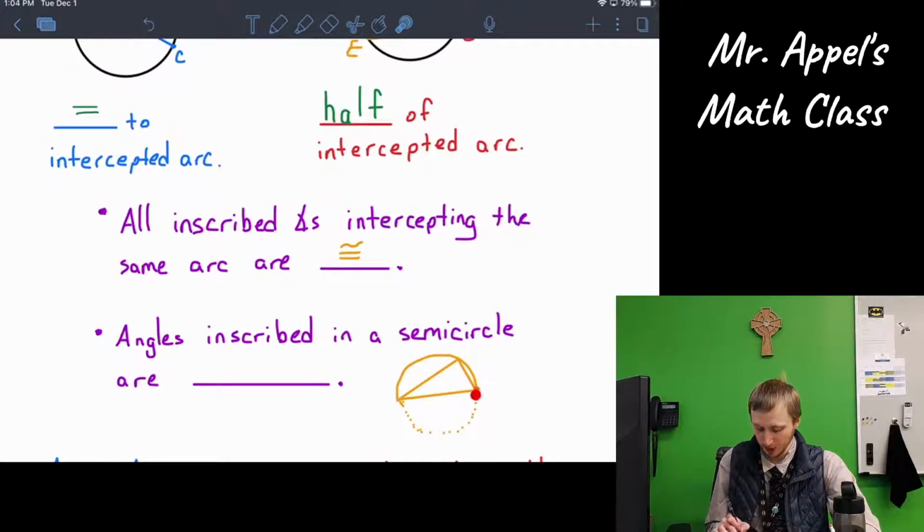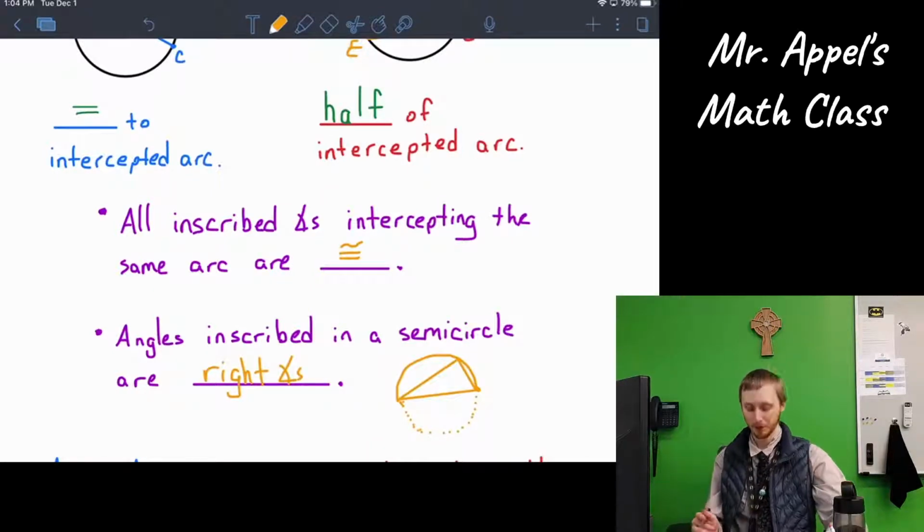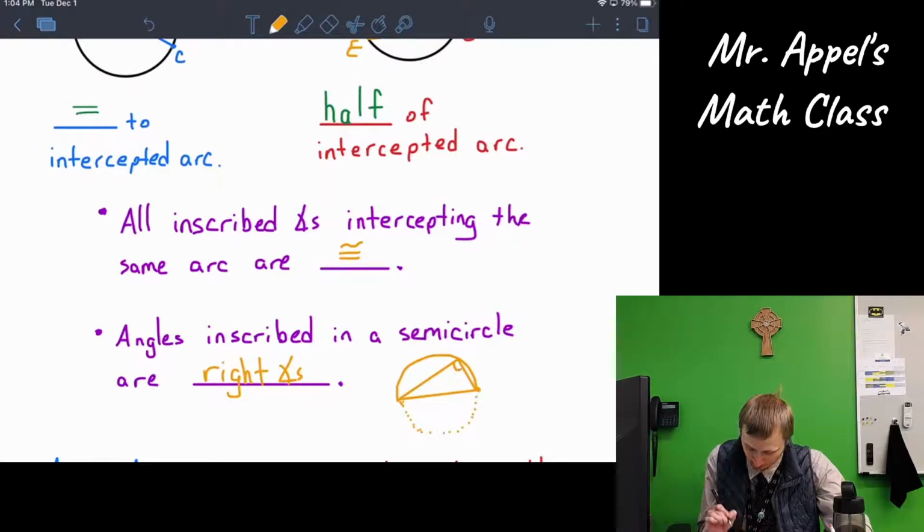And if half a circle is 180 degrees of arc, then this would have to be half of that. So it's always going to end up 90 degrees, right? All angles inscribed in a semicircle must be right angles. I'll draw my little square in there.